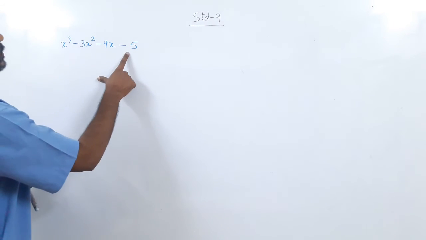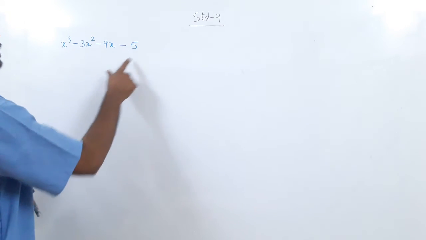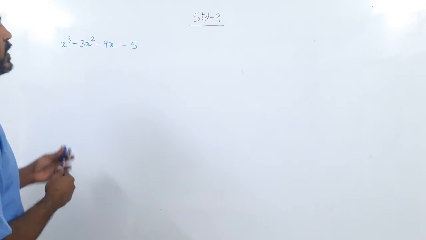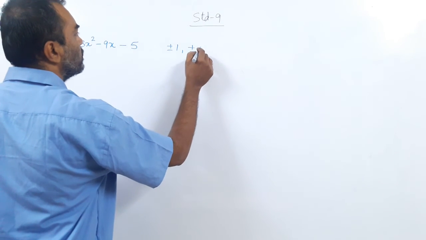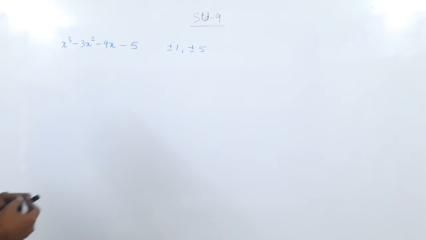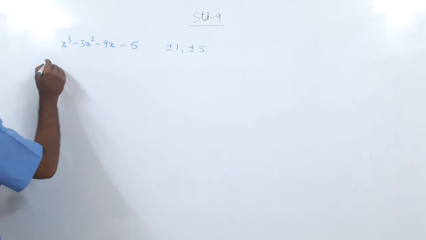A is 1, C is minus 5. So 1 into 5 is minus 5. So what are the factors we get? Only plus minus 1 and plus minus 5. That's it. Okay? So what will we start with? Let us start with 1.